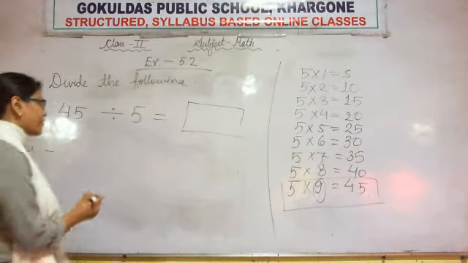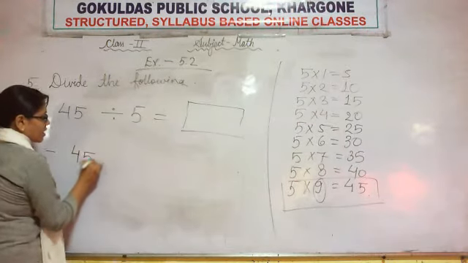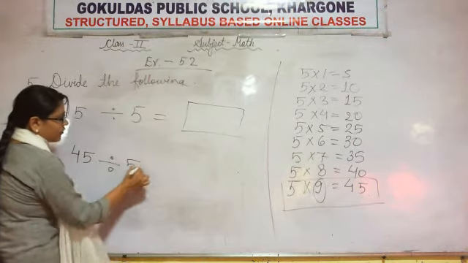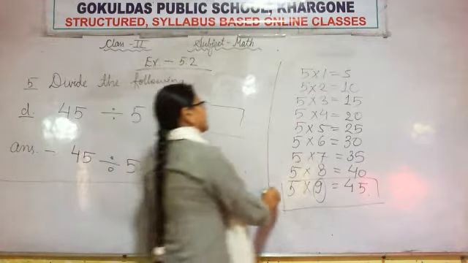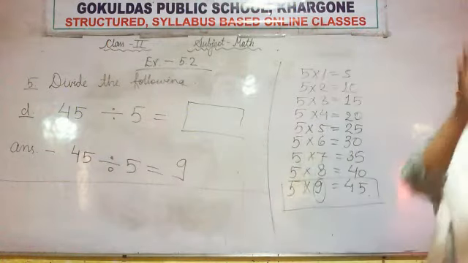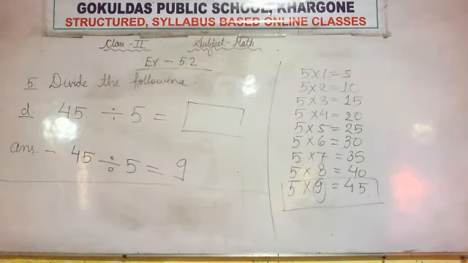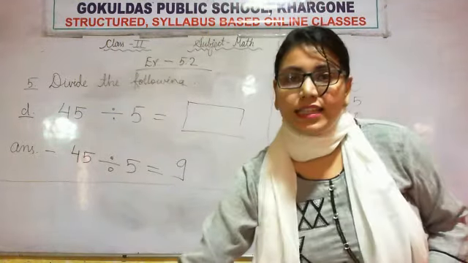So 45 divided by 5 is equal to 9. So 9 is our answer. So 45 divided by 5 is 9. So our answer is 9.